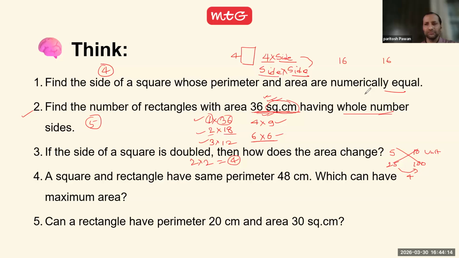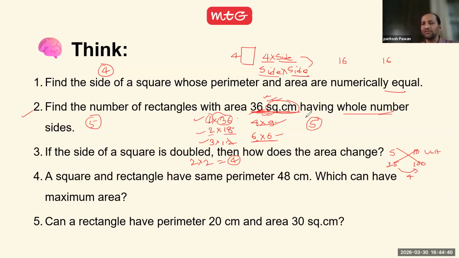Sir, can you explain the second question? Second question, he has to find the factors. Factors of 36, that is 1 into 36, because their product will be 36. 2 into 18, its product is 36, means area is 36. 3 into 12, area is 36. 4 into 9, area is 36. 6 into 6, area is 36. So total 5 possibilities are there.